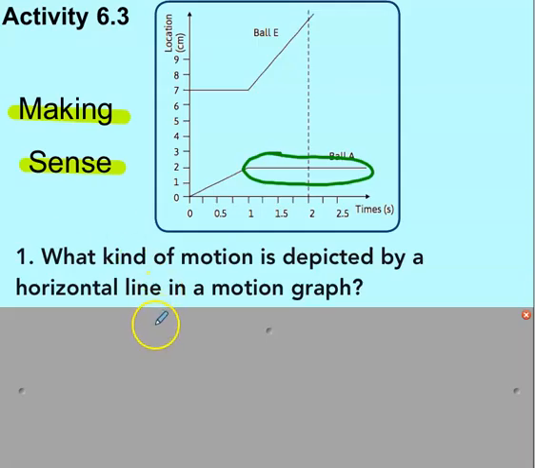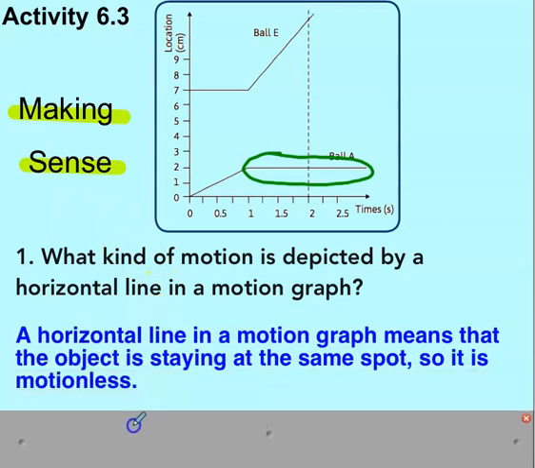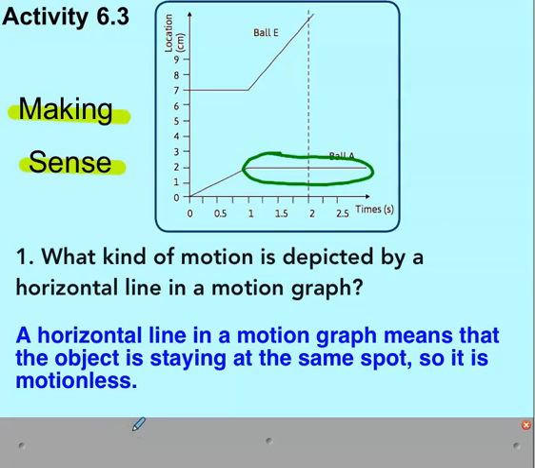So what kind of motion is depicted by a horizontal line? Well, a horizontal line in a motion graph means that the object is staying at the same spot. So it's motionless. If we were looking at math, what would the slope be? The slope would be 0. It's not increasing at all. So this would mean that it's staying put. It's not moving. So this is your location. It's 2 centimeters away and it stays there.